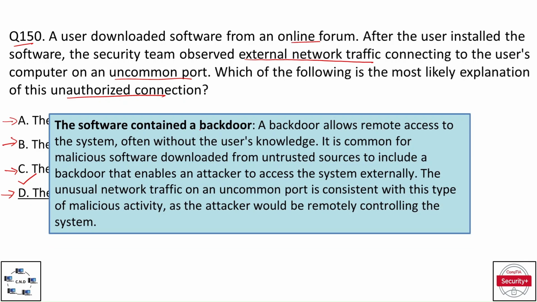So the software contained a backdoor. A backdoor allows remote access to the system, often without the user's knowledge. It is common for malicious software downloaded from untrusted sources to include a backdoor that enables an attacker to access the system flexibly. The unusual network traffic on an uncommon port is consistent with this type of malicious activity, as the attacker would be remotely controlling the system.